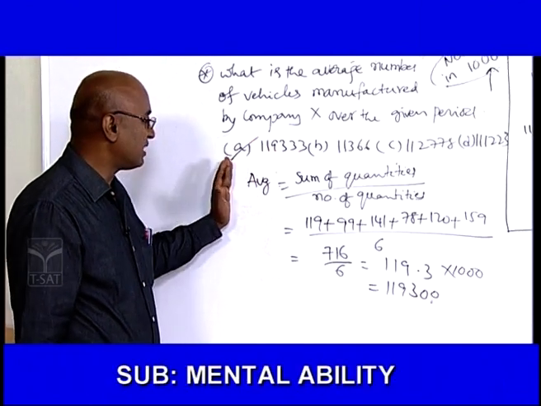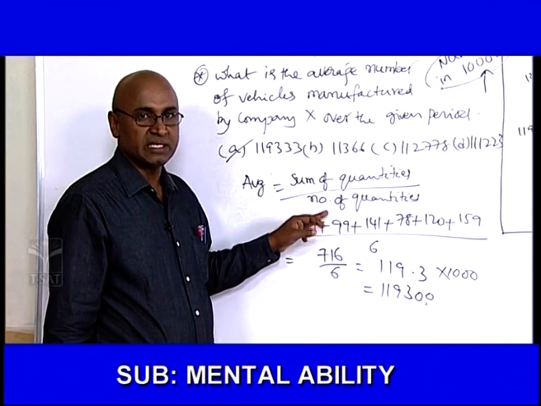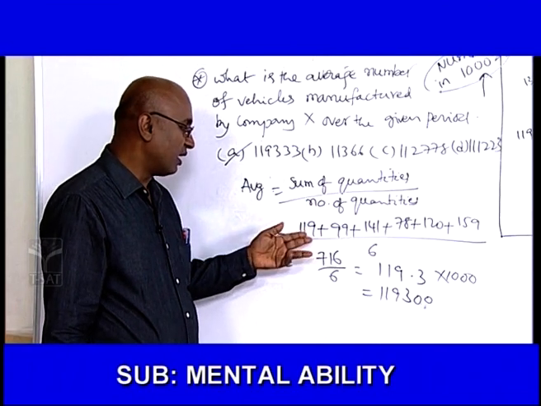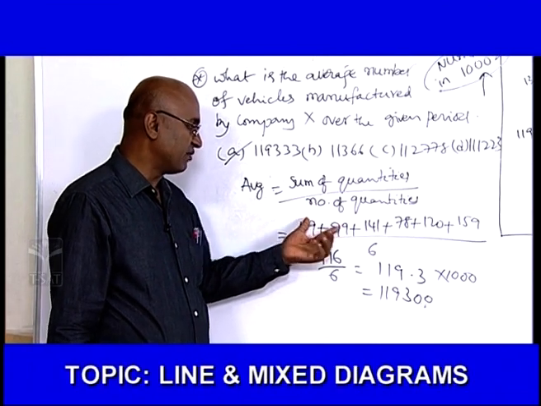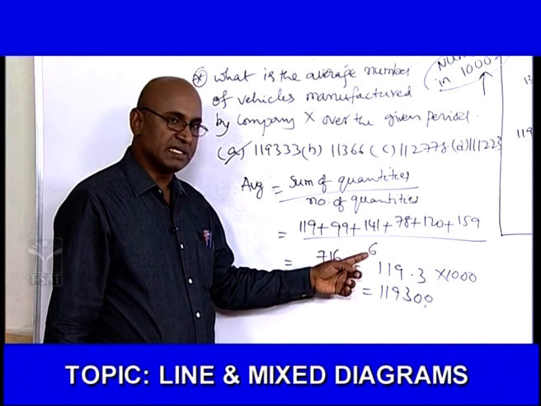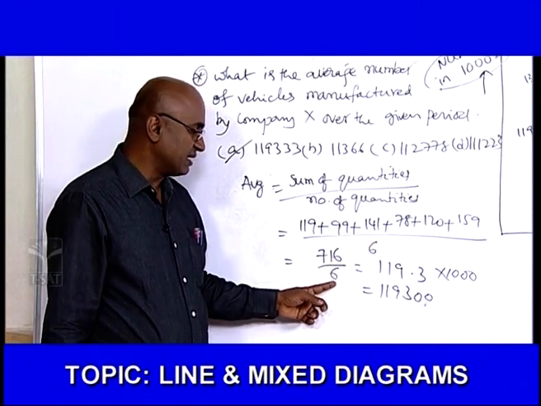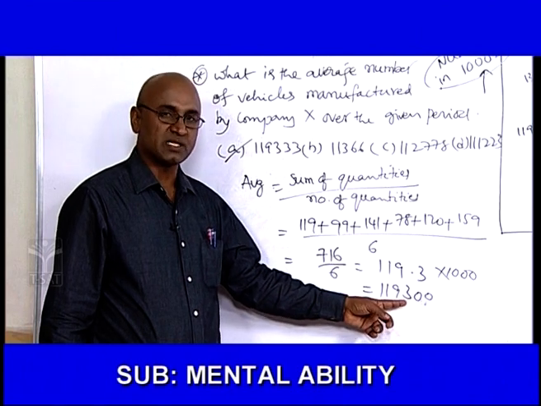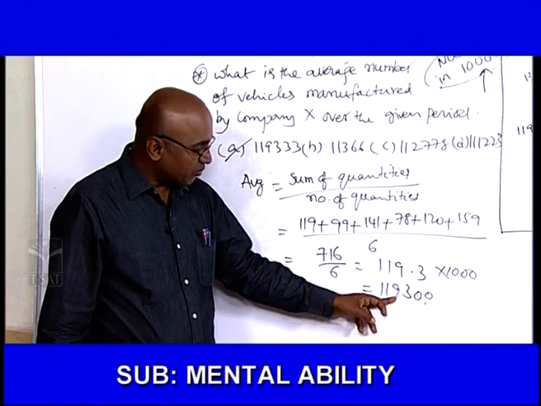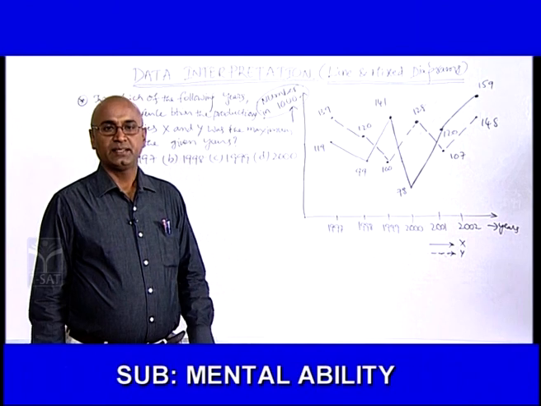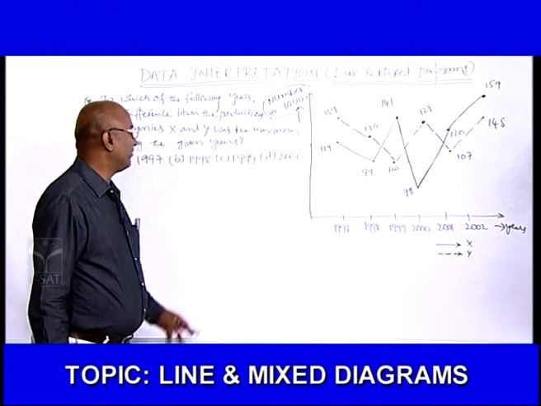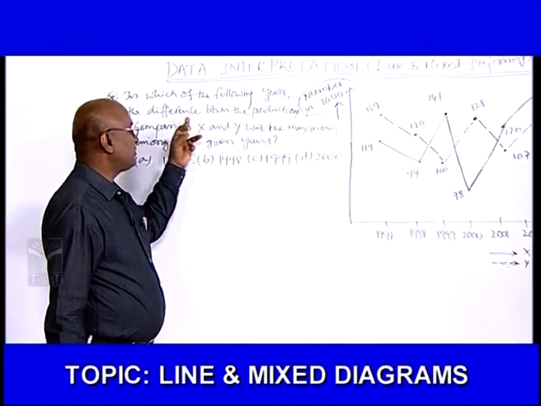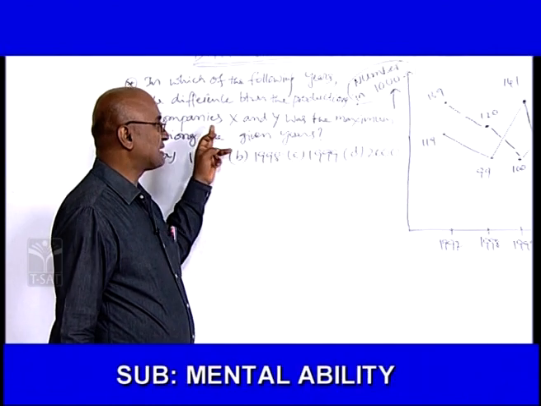So average is equal to sum of quantities by number of quantities. Sum of quantities is nothing but the production of the company X in various years, divided by the number of years, 6. That will give you 716/6, which is approximately equal to 1,20,000.